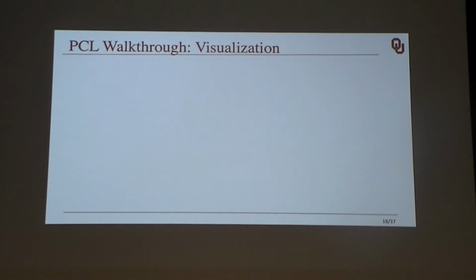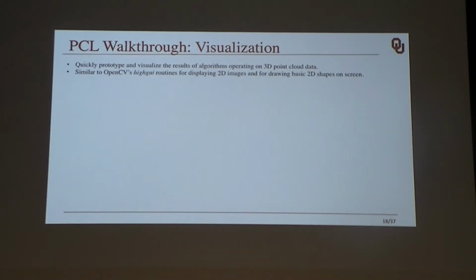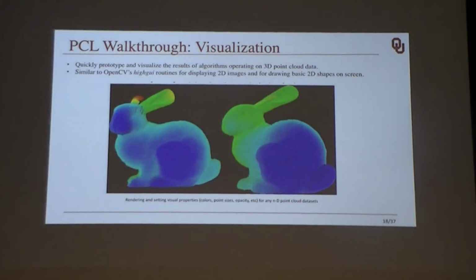The next module is visualization. Again, an important module. This module helps us to view the point cloud in a 3D environment. It's somehow similar to a HighGUI function in OpenCV when we call imshow. For example, this is an example of the output of the visualization module. You can show the object in 3D, and you can drag using the mouse and rotate, zoom out, zoom in.